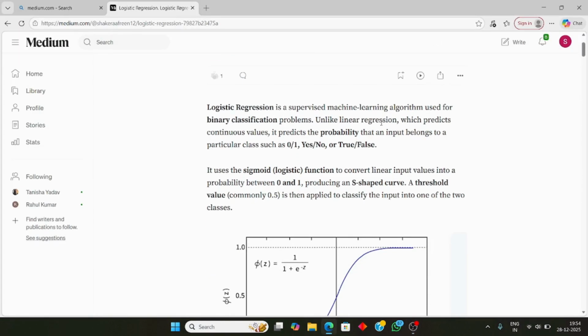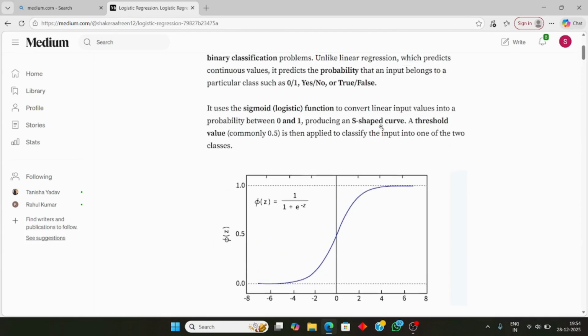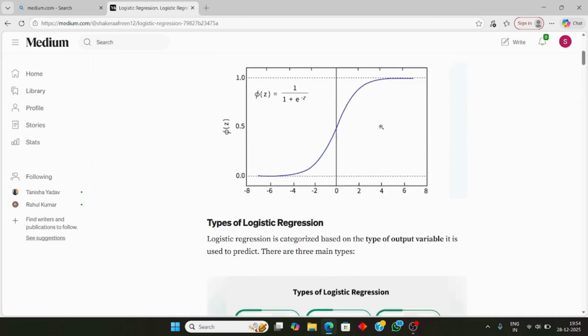So what do you mean by logistic regression? Logistic regression is simply a supervised machine learning algorithm which is used to predict the probability of input, and the output we get is just a yes or no condition, true or false, or just a zero or one condition. Okay. So here is the graph of logistic regression.